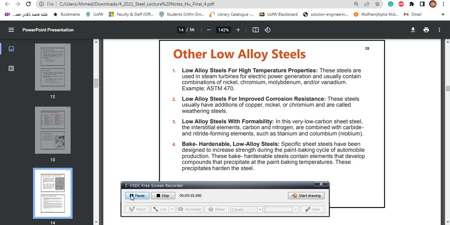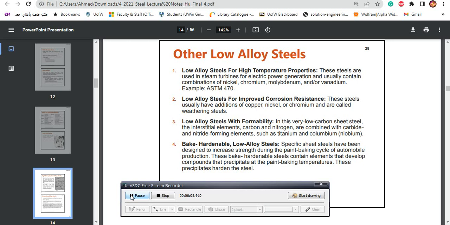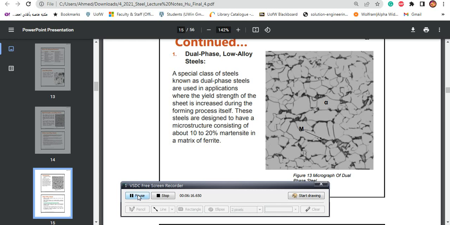And they have interstitial elements of carbon and nitrogen. Bake hardenable low alloy steels increase strength during the paint baking cycle. They develop compounds that precipitate at paint baking temperatures to increase the hardness of the steel. Dual phase low alloy steels have 10 to 20% martensite.